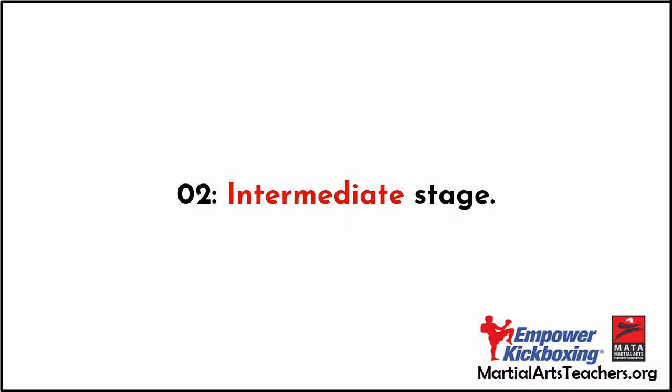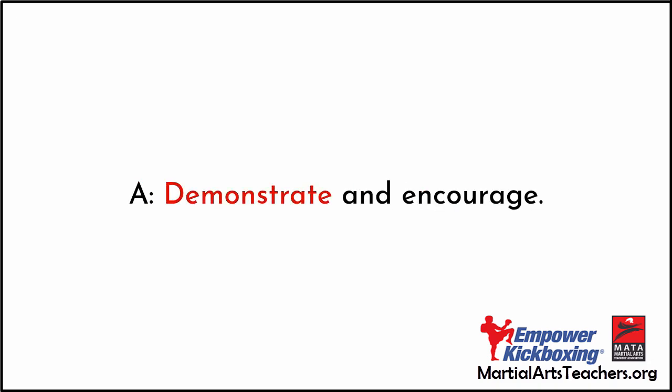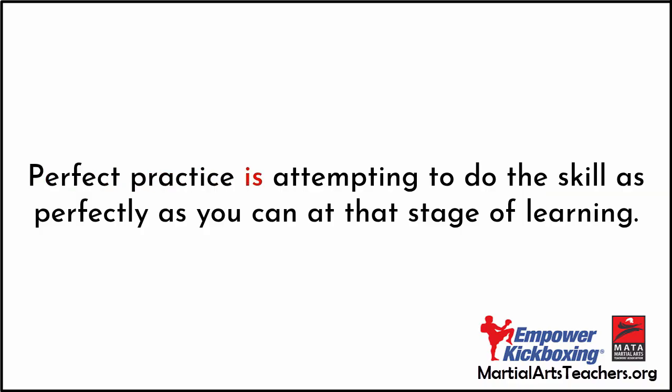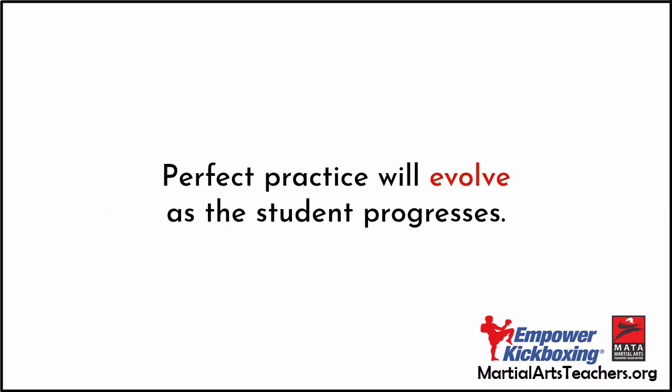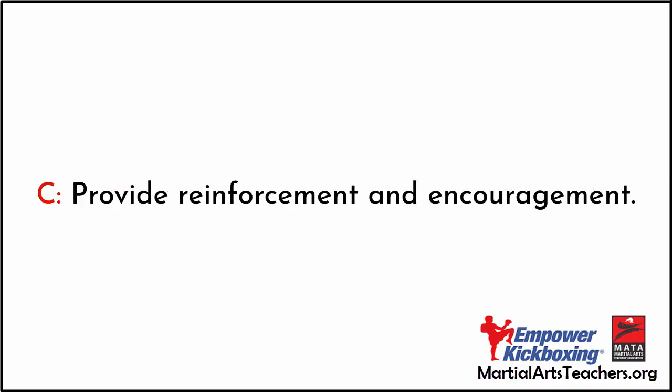2. Intermediate stage, associative, getting it. A. Demonstrate and encourage perfect practice. Perfect practice is attempting to do the skill as perfectly as you can at that stage of learning. Perfect practice will evolve as the student progresses. B. Teach students how to self-correct the skill. C. Provide reinforcement and encouragement.